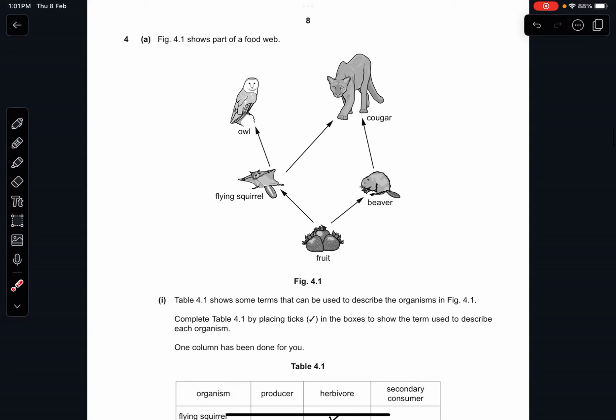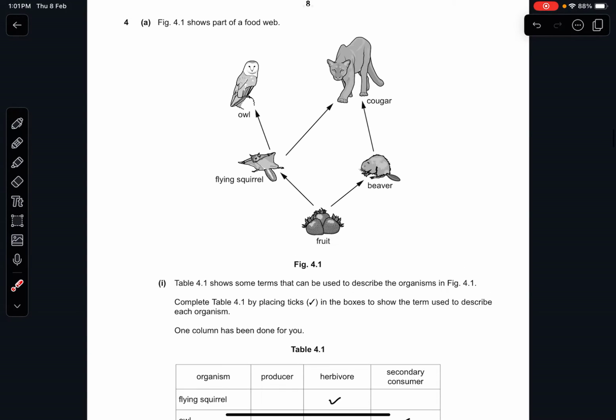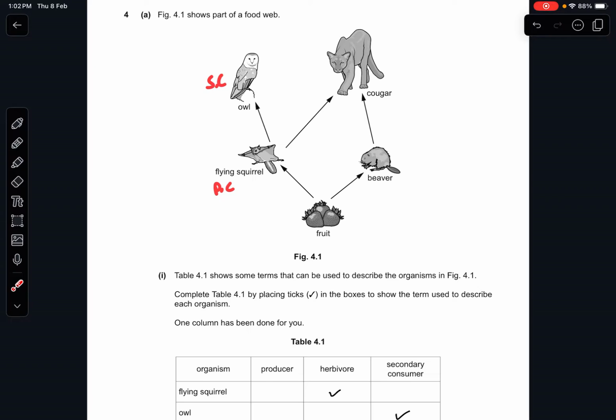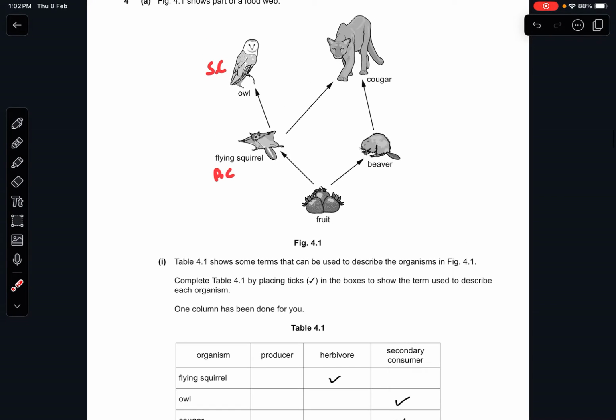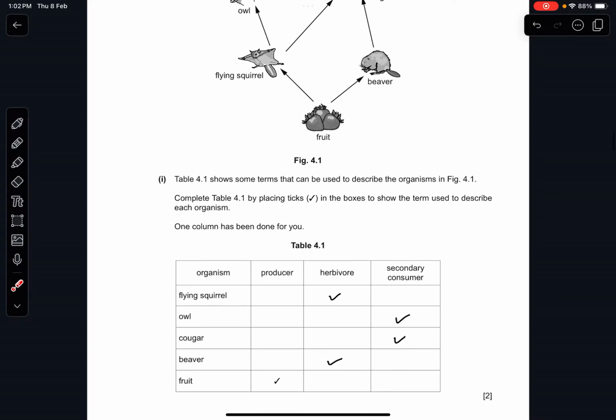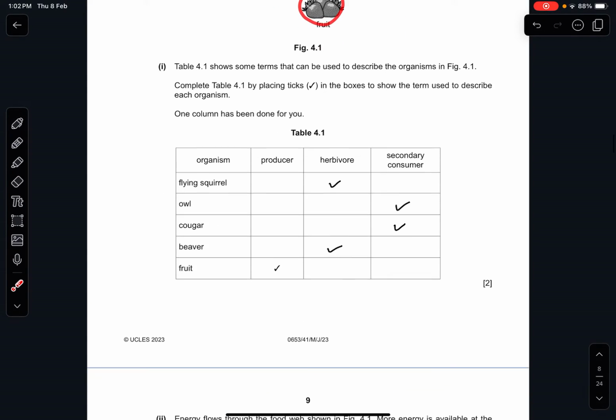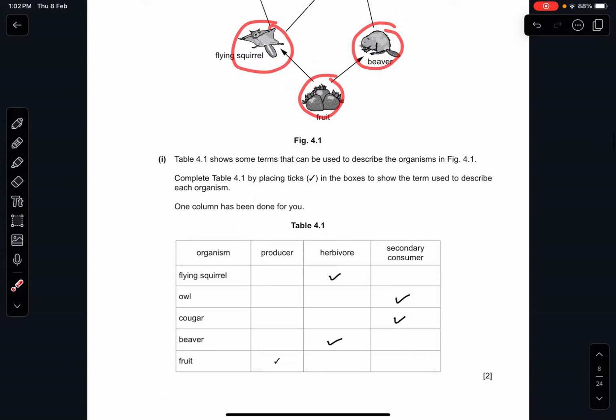Owl is on the third trophic level and is after the herbivore, which should be the secondary consumer, because this is the primary consumer, this will be the secondary consumer. The cougar is the secondary consumer too, because one, two, three, or first consumer, secondary consumer. Alright, and the fruit will be the producer.